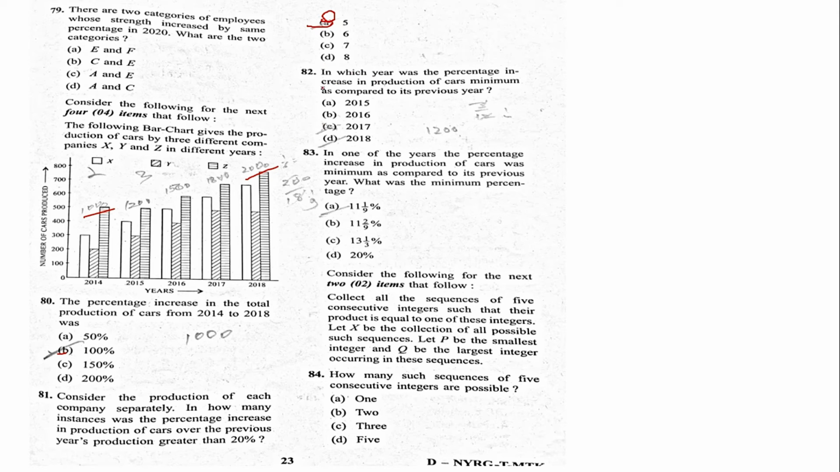So proceeding to the 82nd question, in which year was the percentage increase in the production of cars minimum? So the minimum production increase as compared to the previous year was in 2018.